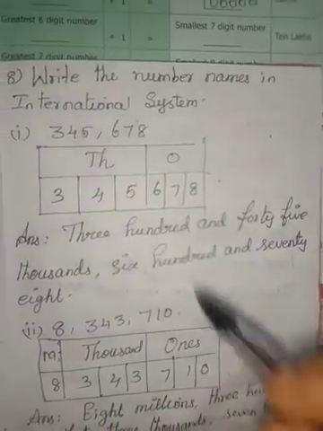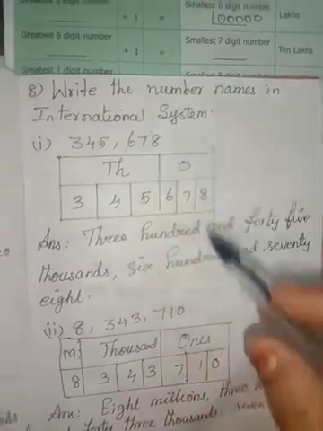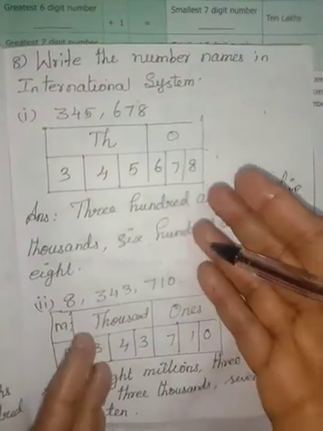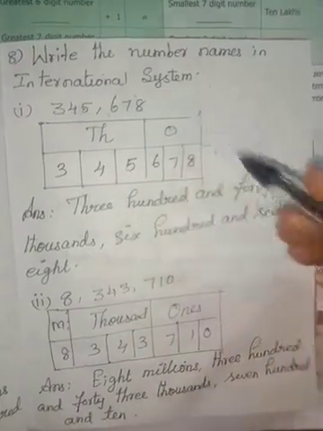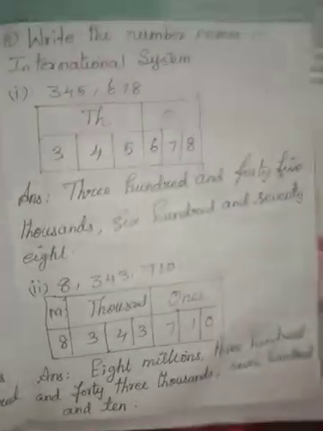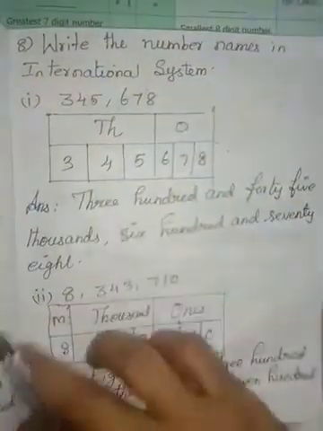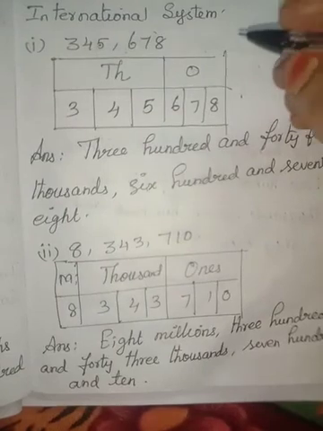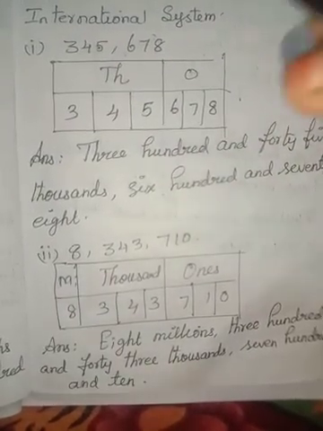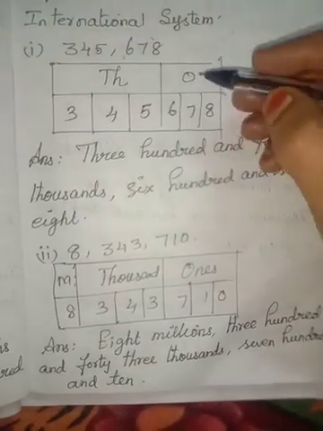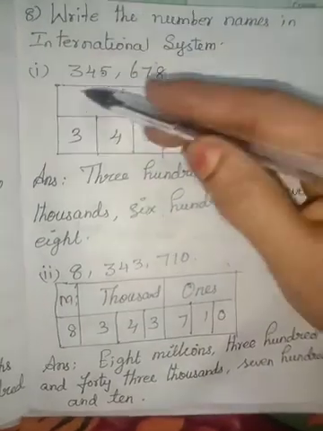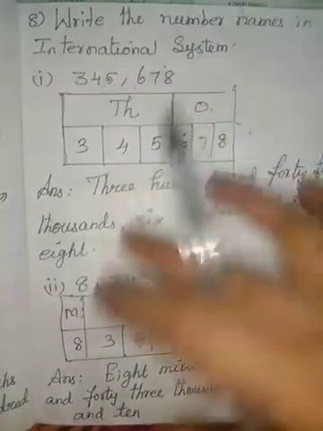Coming to the 8th one, write the numbers in international system. In the previous sum we saw the Indian system, in this sum we write the international system. In international system we must put the commas after respective groups. Here also we put the comma after every 3 digits. So I put the first 3 digits having ones group, the next 3 digits having thousands group.